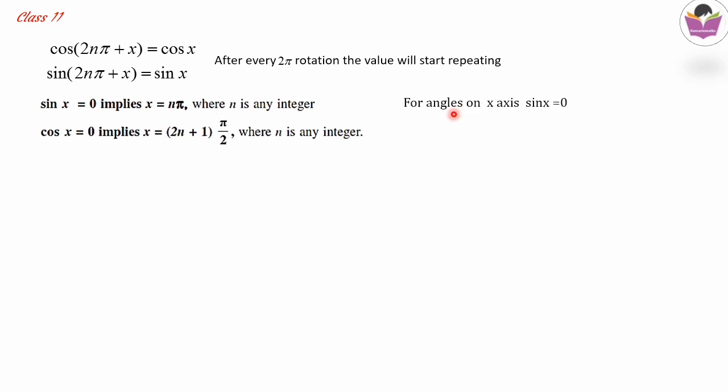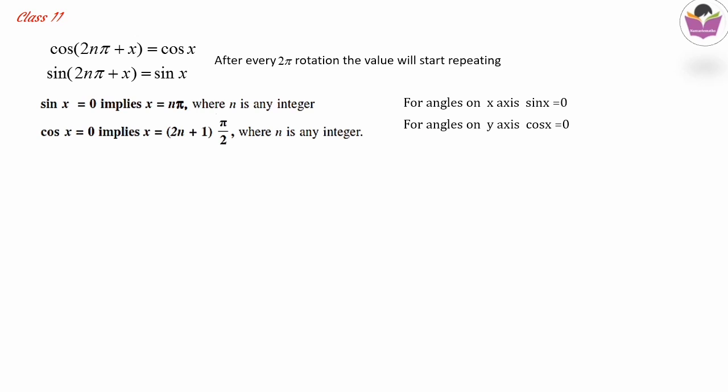Means for angles on the x-axis, sin x is equal to 0, and for angles on the y-axis, cos x is equal to 0. Angles on the x-axis means there it will be π, plus or minus 2π, 3π, and so on, and also 0 will be coming. That is the angles on the x-axis.